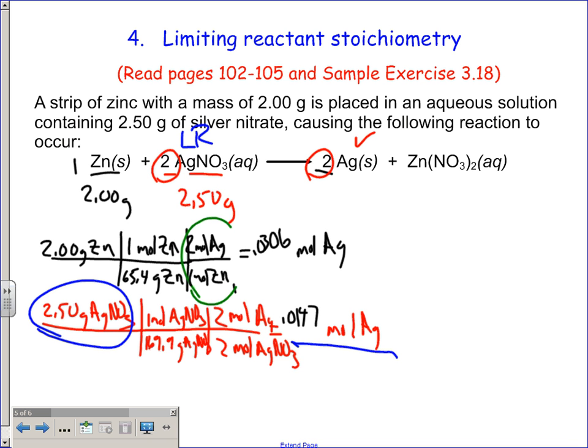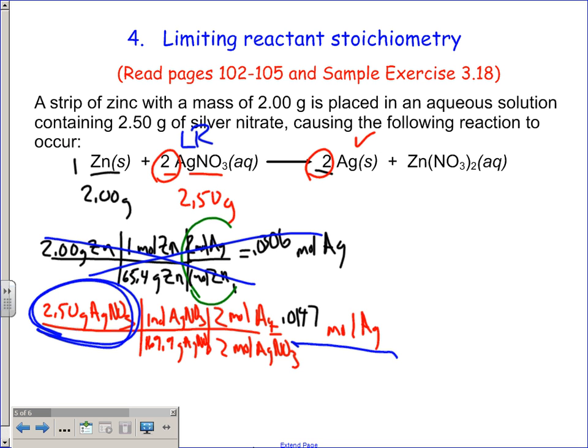And now at this point, every single thing I do has to start with this number because honestly, the 2.0 grams of zinc is a meaningless number. I don't use it all up. I don't have enough silver nitrate to react with all of that zinc. So when this reaction occurs, I should have some zinc sitting still in the bottom of the container. So limiting reactant then would be silver nitrate, and from there I can do the other types of math.